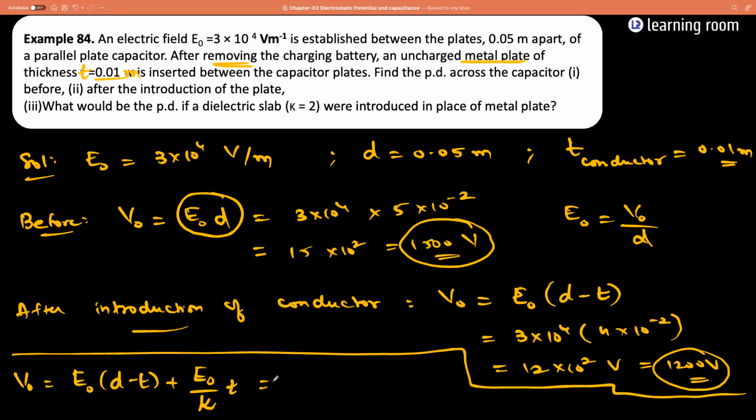Now see. So what is the value of E naught? Can I take that E naught outside and write it as D minus T plus T by kappa? So this will be equal to 3 into 10 power 4 into D minus T, which is 4, plus 4 by 2, that is 2, into 10 power minus 2. So how much will it be? 4 plus 2, 6 into 3. No, 1350 volt. So leave this. You guys substitute and calculate.